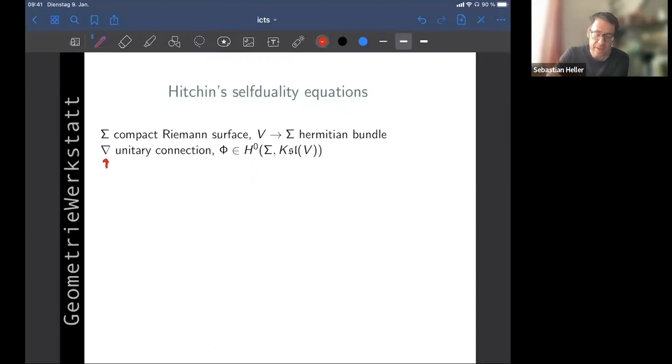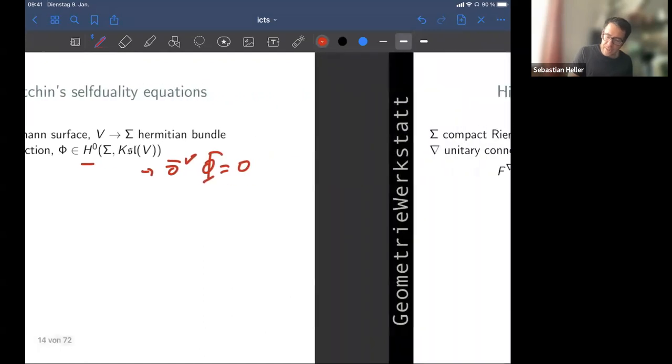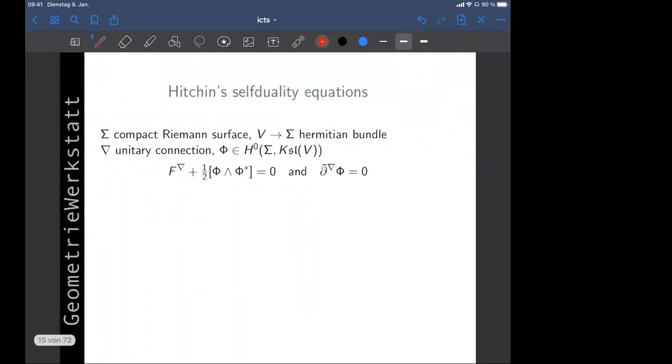So with respect to this, it just means that you take the induced 0-1 operator del bar nabla, and then del bar nabla phi is 0, or likewise if you have it locally. This gives you the holomorphicity condition just written down here. And then the self-duality equations are... Is phi a scalar?